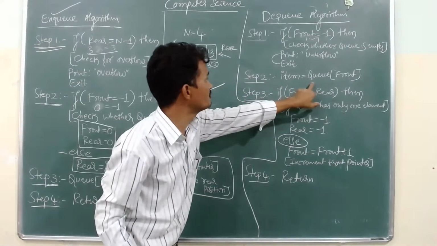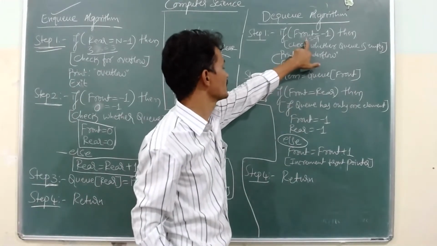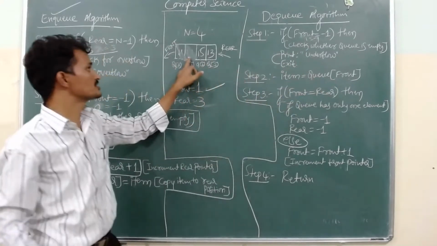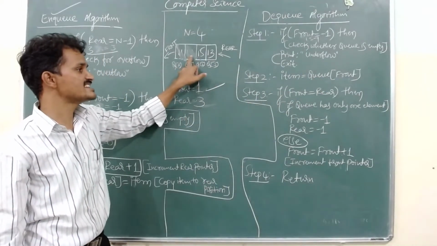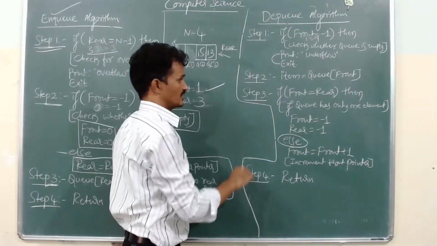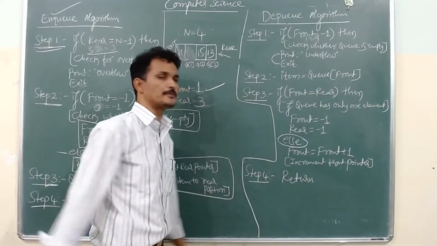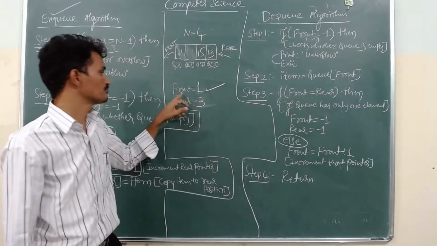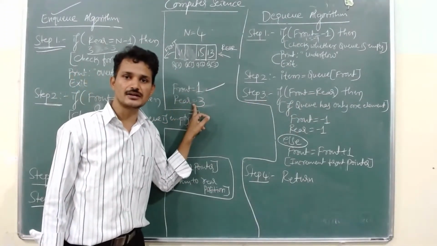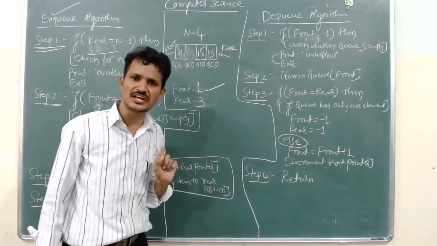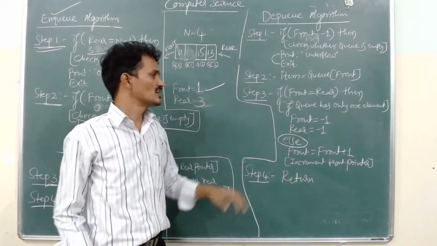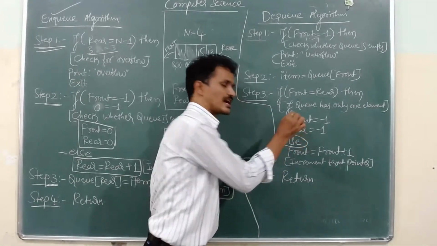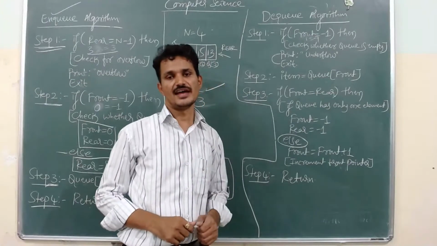Item equal to Q of front. Front is 1. So Q of front, what is the value stored in Q of 1? That is 19. 19 is assigned to item. That must be deleted. Step 3. If front is equal to rear, what is the value of front? 1. And what is the value of rear? 3. 1 is equal to 3? Again, condition false. Condition false means I won't execute these two statements. I will execute the else block.